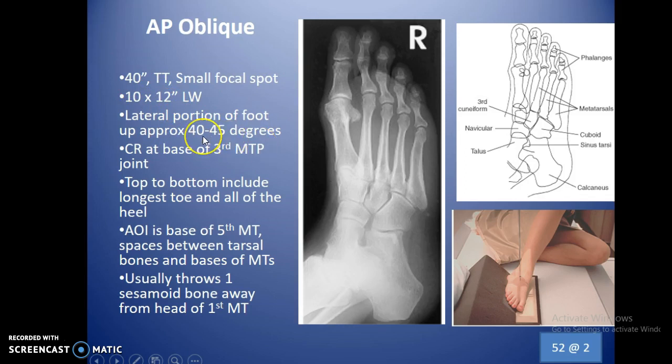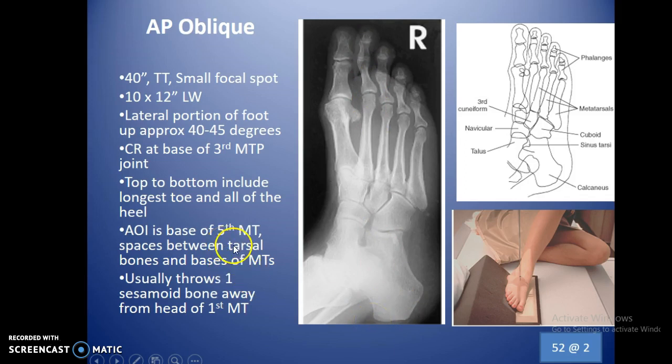I think the book says 30, but typically you are going to do this in a true oblique, some 40 to 45 degrees. CR, base of the third MT joint. Top to bottom, include the longest toe and all of the heel. So whichever toe is the longest, get all the way from there all the way down to the heel. You want to see the entire calcaneus down towards the bottom of the image.